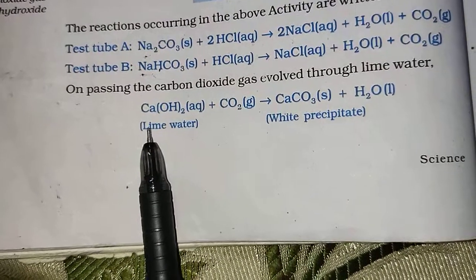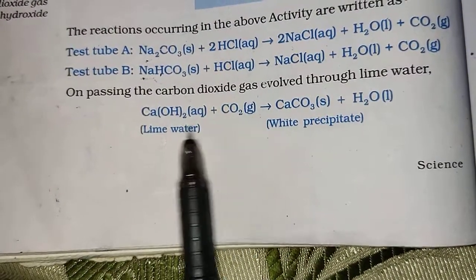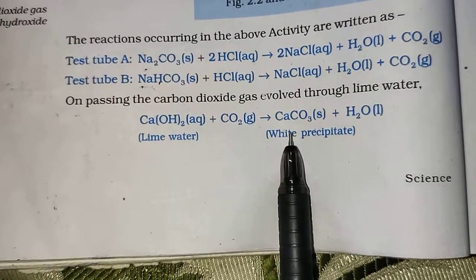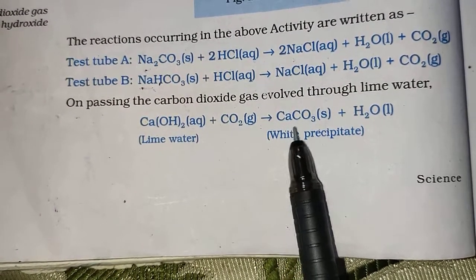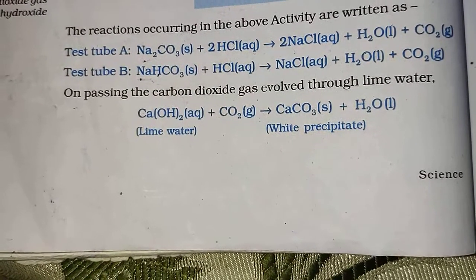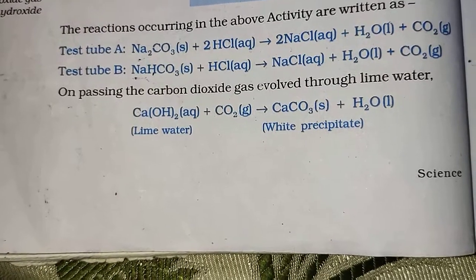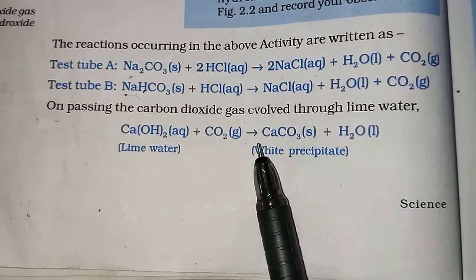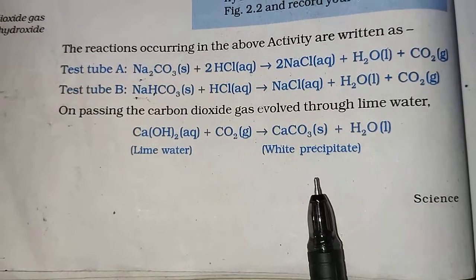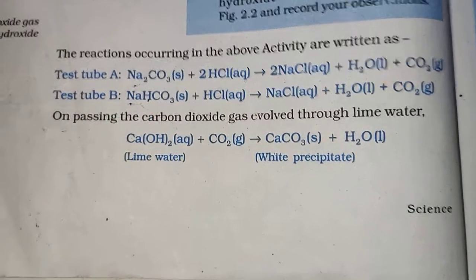So whenever we pass carbon dioxide through lime water, the lime water becomes milky due to the formation of insoluble calcium carbonate. Calcium carbonate is insoluble in water, it does not dissolve, and due to the presence of calcium carbonate in the lime water, it becomes milky.